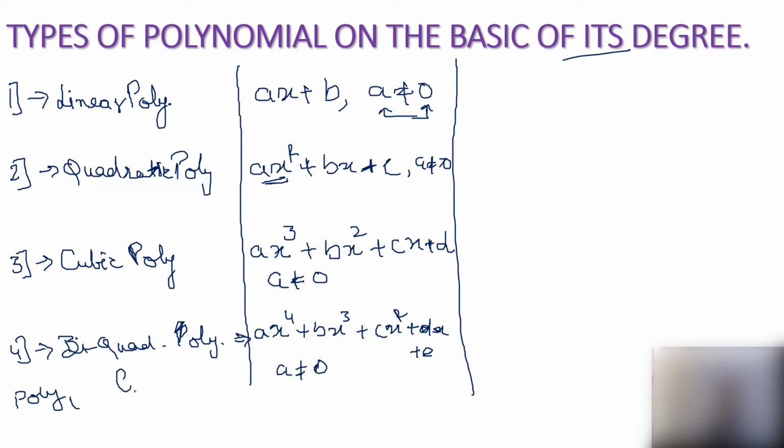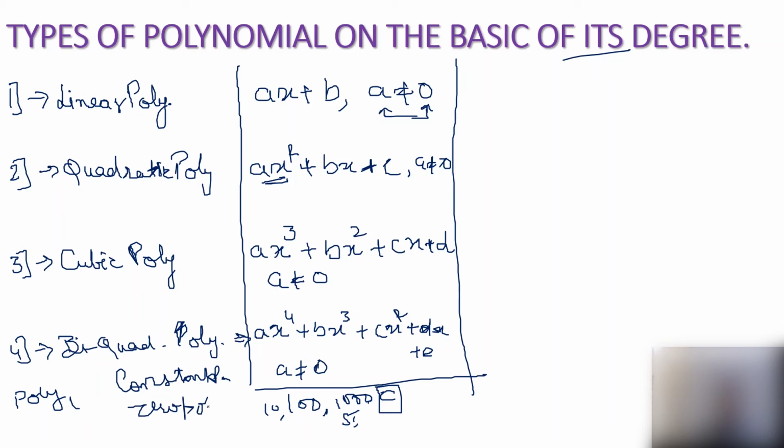And different types are also there, that is the constant polynomial, in which the degree is 0. A constant number is there, like 10, 100, or we can represent it by C only. 1000 also, and it can be 5, 51, whatever. And next is the zero polynomial. The zero polynomial is itself 0.